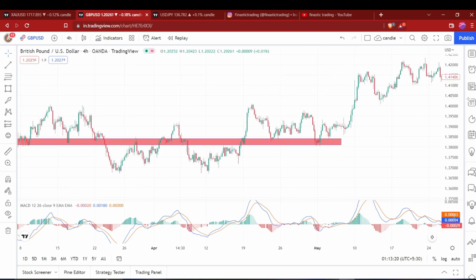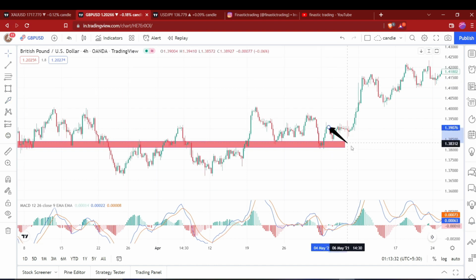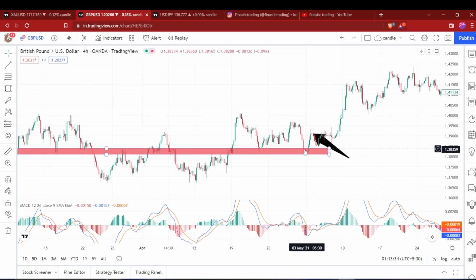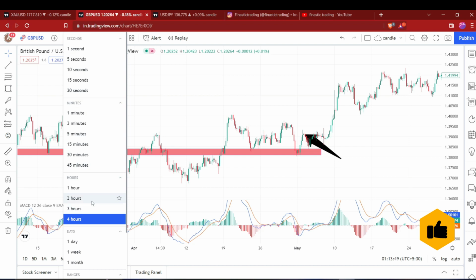And also my MACD line has given a buy signal at this point. So let me just mark where we get the buy signal. So this is the point where I will get the buy signal. The drawback of the higher time frame is you will get a late entry. So whatever time frame you're using, let it be 4 hour, 1 hour, if it is 4 hour, divide the time frame by 2 and go to 2 hour. If you are using 1 hour time frame, go to 30 minutes. So I'll go to 2 hour.